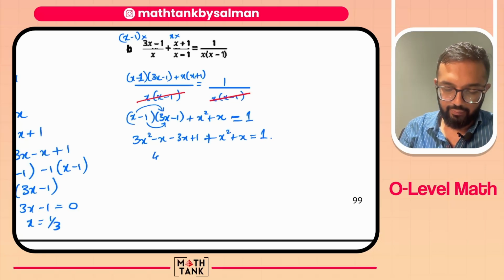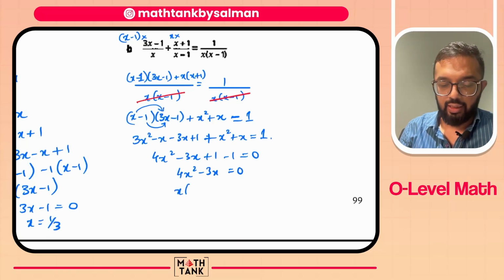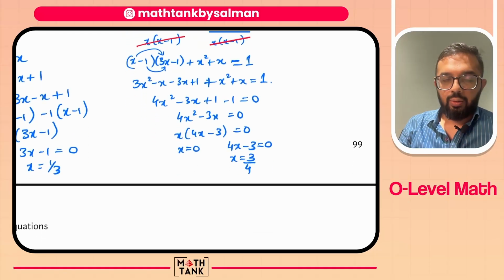So let's see, we have 4x squared minus 3x plus 1 minus 1 equals 0. So 4x squared minus 3x equals 0. I factor out an x, so I have x(4x minus 3) equals 0. Either this equals 0 or that equals 0.